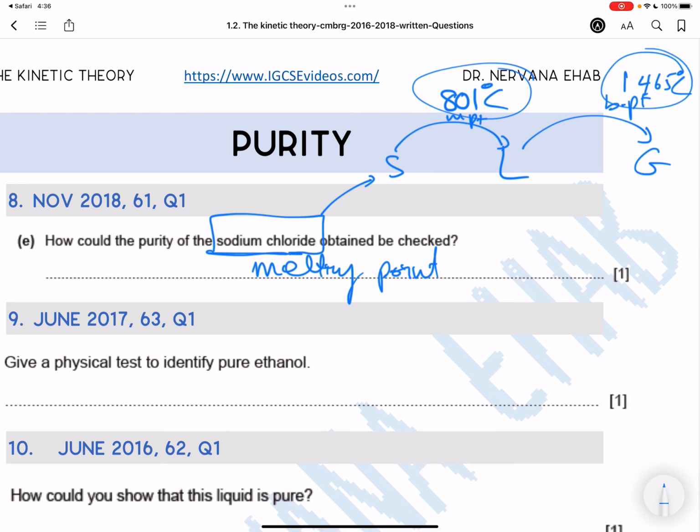Is it easier to check 800 degrees C or to check 1465? It's way easier to check the 800. That's why I suggest that if it is a solid at room temperature, please just go ahead and check the melting point. If it's liquid, it honestly doesn't matter, but just go ahead and check the boiling point.